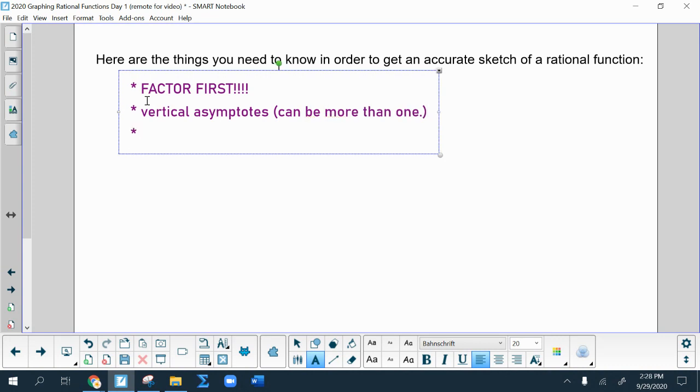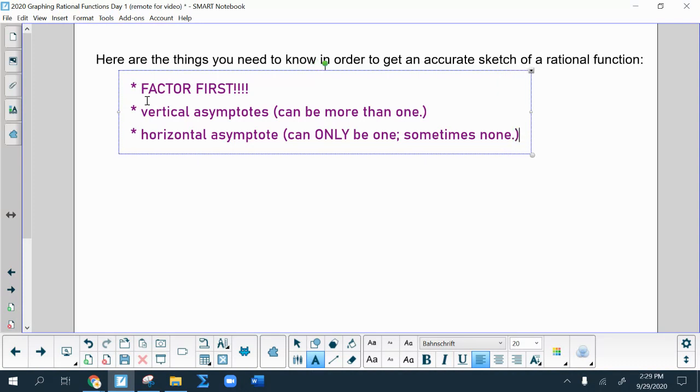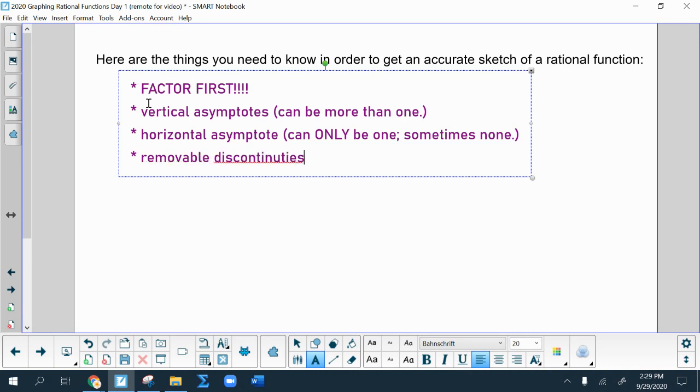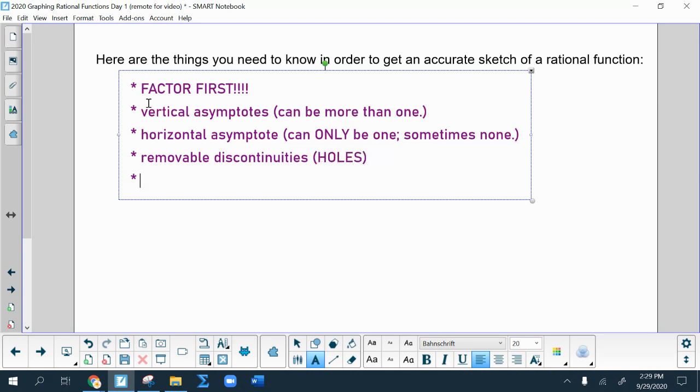You want to find horizontal asymptotes. So there will only be one if there is one. Can only be one, sometimes none. Okay. You want to find any removable discontinuities. Remember, those are holes in the graph. And you want to find any x-intercepts. There can be more than one.